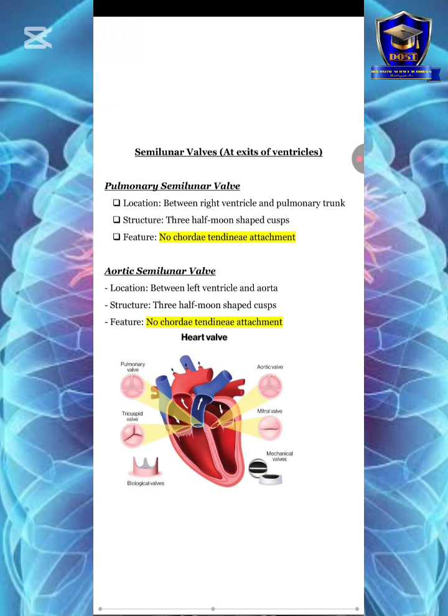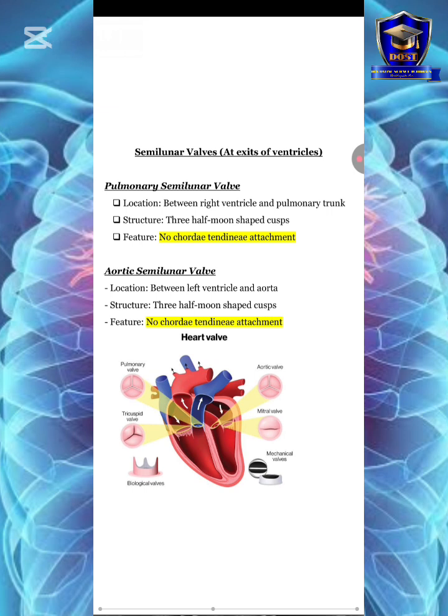Now, we are now looking at the semilunar valves, which are found at the exits of ventricles. So number one, there are two of them actually. The first one we're going to be talking about is the pulmonary semilunar valve. Okay, or you can call it pulmonary valve. Any science teacher should understand what it means. Okay, so the pulmonary valve is actually the valve found in between the right ventricle and the pulmonary trunk. Or at your level, I will just advise you use the word pulmonary vein. Okay, so that's where this pulmonary valve is found.